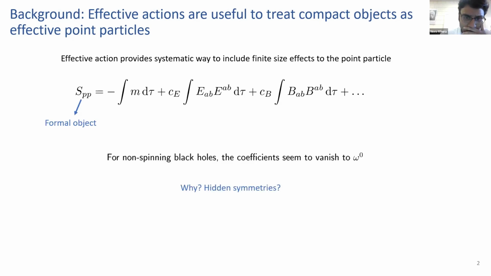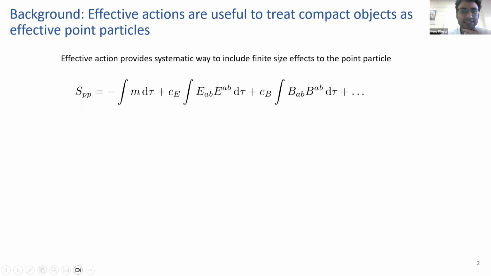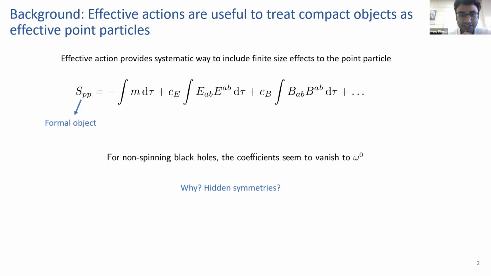These E_AB and B_AB are just derivatives of the electric and magnetic curvatures. So one of the mysteries that people have observed is that for static black holes, so for perturbed Schwarzschild black holes, in general you should have all of these coefficients, but they seem to be vanishing. People have proposed that there are some hidden symmetries and so on, which are responsible for these coefficients vanishing, because in effective field theory approaches, there's usually a symmetry behind these vanishing constants.